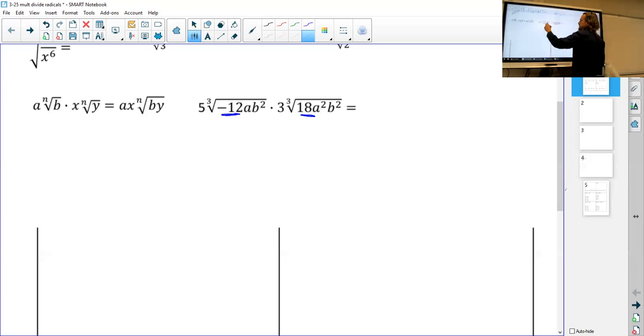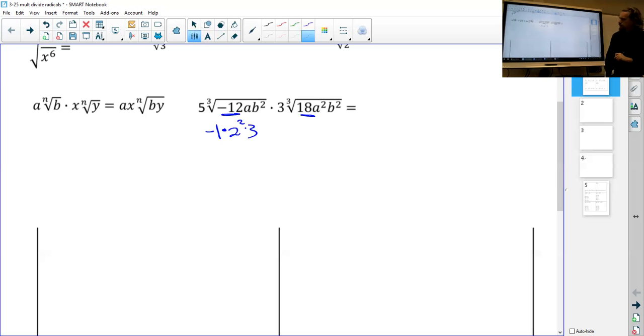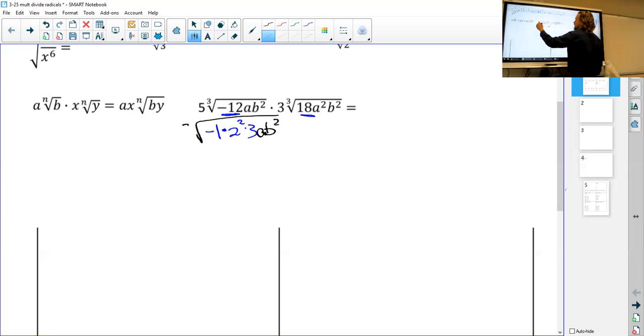So I know negative 12 is, I know there's a negative 1. I can take the cube root of that, right? And then 12 is 4 times 3. And 4 is just 2 squared times 3, right? So that's negative 12. Negative 1 times 2 squared times 3. I'm going to bring the rest down, A B squared. And we'll leave that in our cube root.